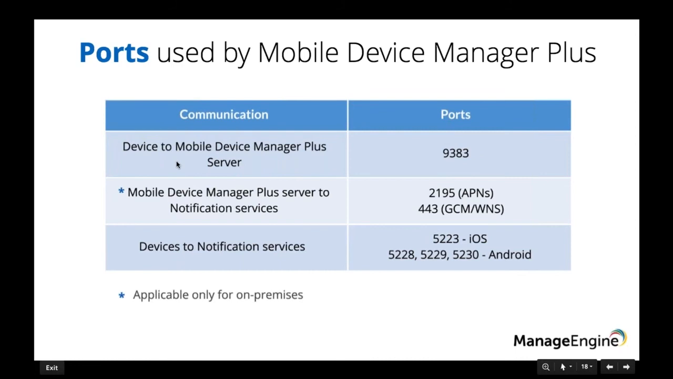For example, the device to MDM server communication takes place on the secure HTTPS channel on port 9383. The MDM server to notification services uses port 2195 in case of APNS and 443 in case of GCM or WNS. The device to notification services uses these ports. As you can see, certain communications are happening only on premises for which you need to open ports.